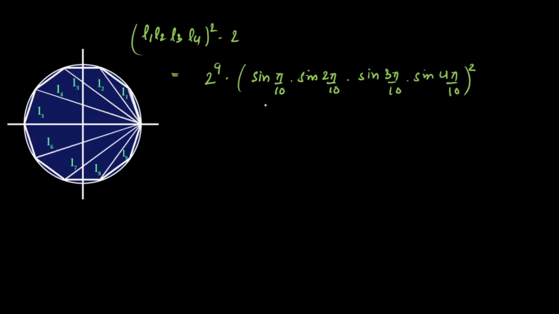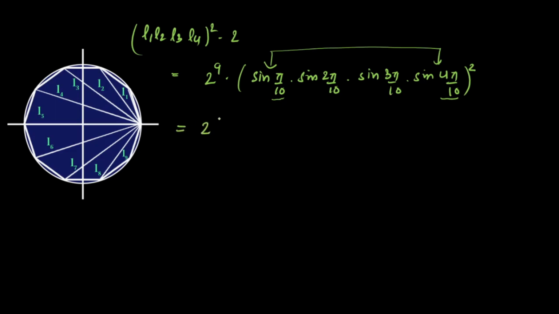Now as I've shown you in the previous slide, the product of all the lengths of diagonals, we got this as 2 raised to power 9 multiplied by sine of these angles, that is sine of pi by 10, sine of 2 pi by 10, so on up to sine of 4 pi by 10 whole square. Now this is a very easy problem to solve after doing this computation. If you observe carefully these two sine terms, the angles pi by 10 and 4 pi by 10, if you add them you will get 90 degrees. That means these two angles are complementary angles.